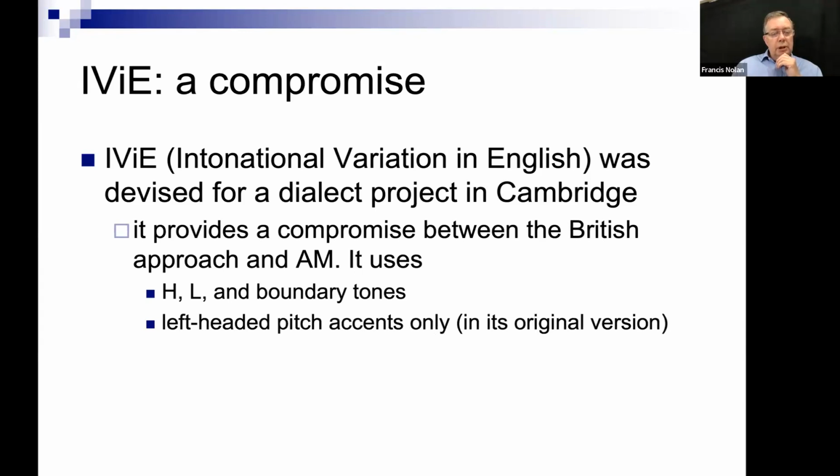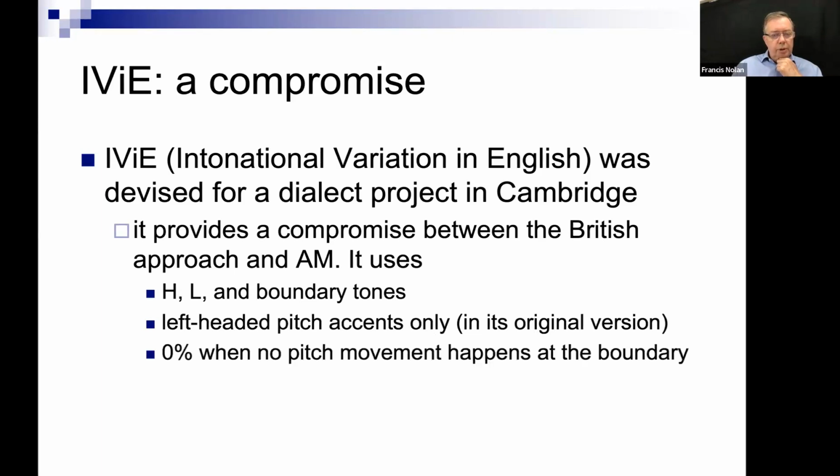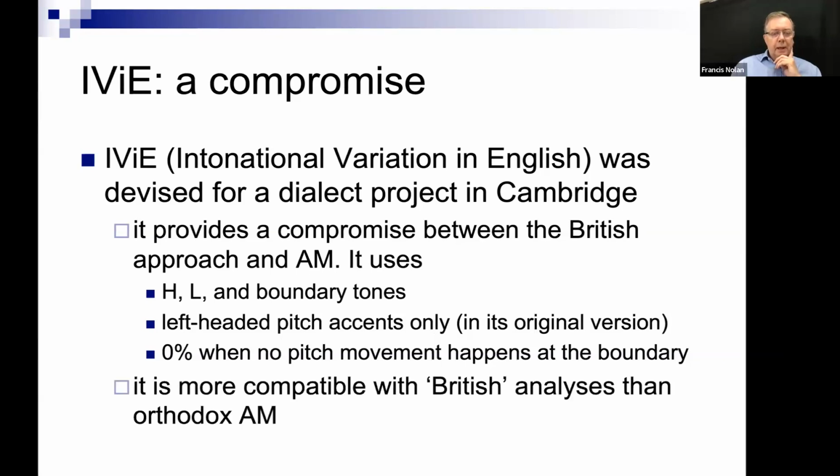But it uses only left-headed pitch accents, at least in the original version that went with the project. It did allow unspecified boundary tones, which is not allowed in orthodox AM. So we said if there's no pitch movement happening at the boundary, we're not going to mark a pitch target. And it was deliberately more compatible with British analyses than orthodox autosegmental metrical is or was.